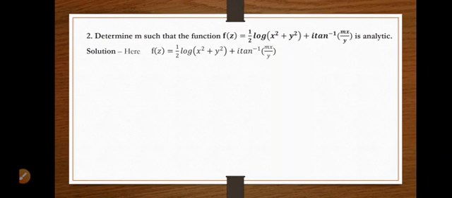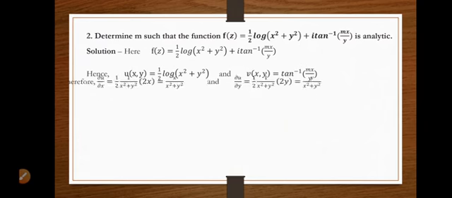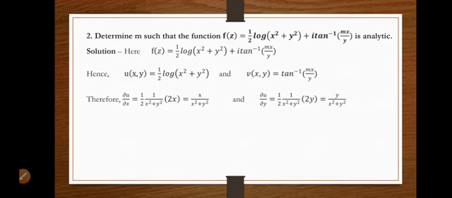Determine m such that the function f of z equal to 1 by 2 log of x square plus y square plus i tan inverse mx upon y is analytic. Again here the same procedure you have to apply as in case of example 1. Just as we have solved that example, write the function given in the example. Identify u of xy and v of xy. Then find the four partial derivatives using the partial derivative concept and the differentiation rules, differentiation formulae.